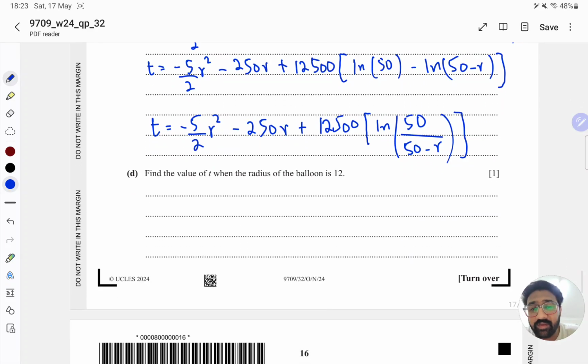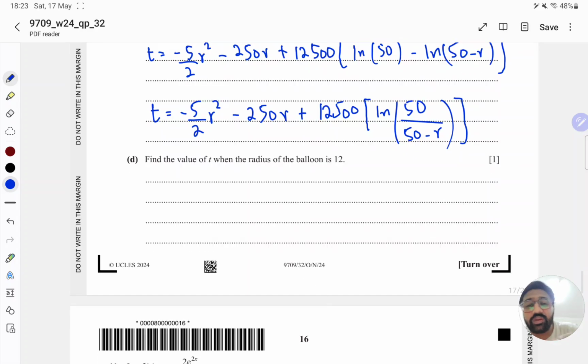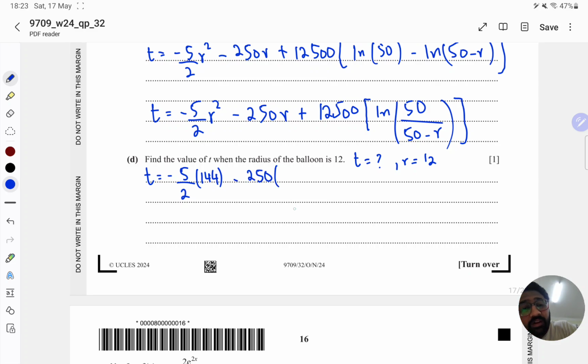In the next part, we need to find the value of t when the radius of the balloon is this. So we need to find time when the radius is 12. So just substitute radius as 12 in the above equation. So it will be minus 5 over 2 into 144 minus 250 into 12 plus 12500 bracket ln 50 divided by 50 minus 12, that is 38.